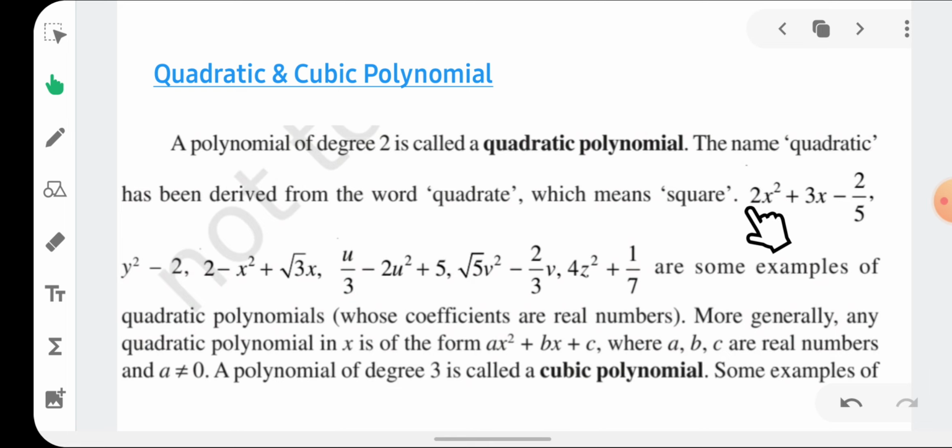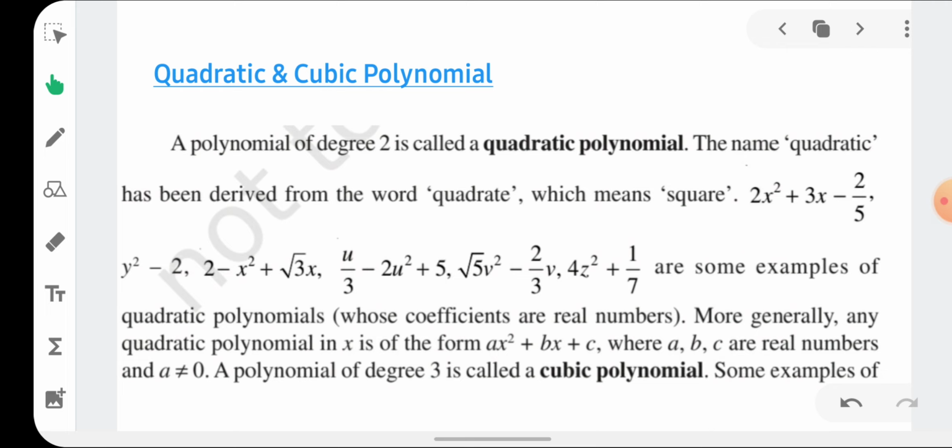Look at the example: 2x square plus 3x minus 2 by 5. 2 by 5 is the constant there. In 3x, 3 is the coefficient of x. In 2x square, 2 is the coefficient of x square. The variable is x. The highest power of the variable is 2. That's why it is known as a quadratic polynomial.